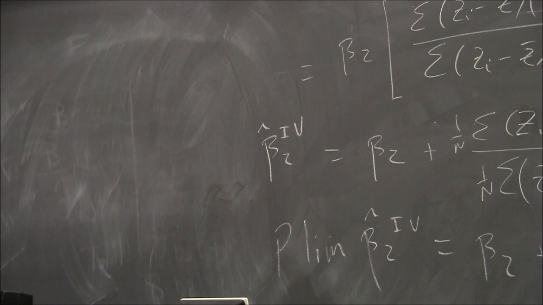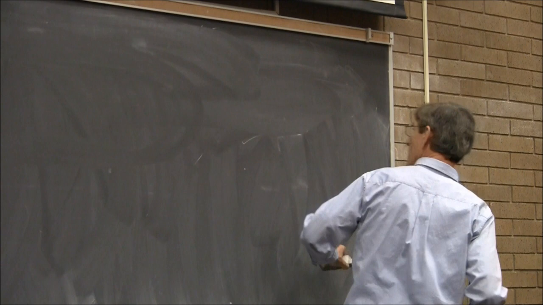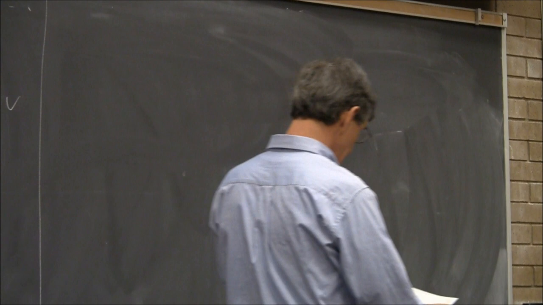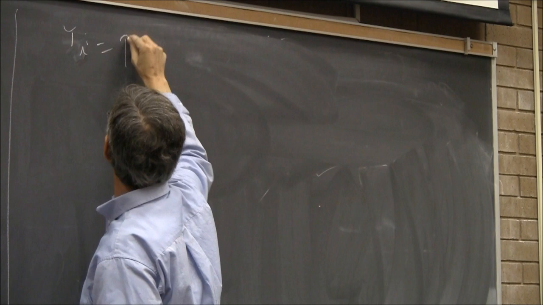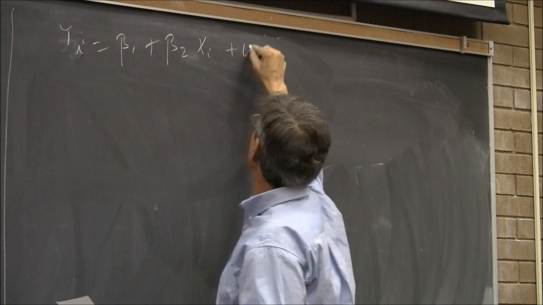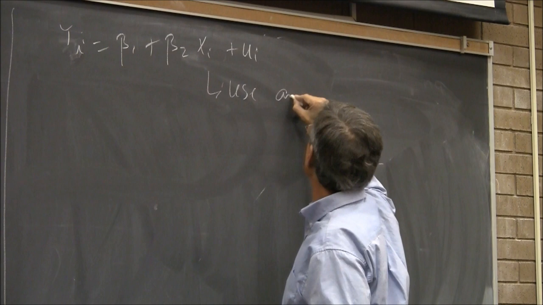One last thing about this. We're not going to do this. I'm not going to derive this. But if you were to look at, in a model, Y_t or Y_i, doesn't matter, beta 1 plus beta 2 X_i plus U_i, and then we use an IV for X, instrumental variable Z.